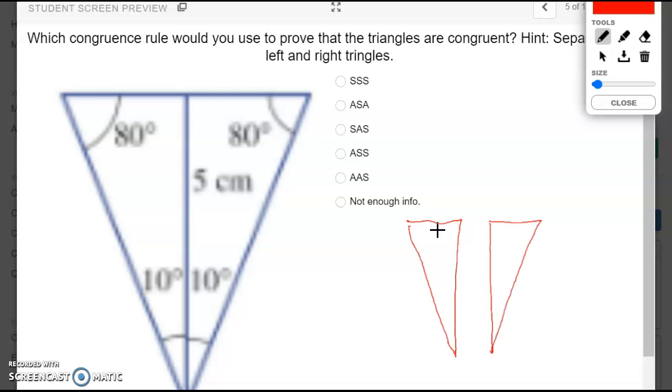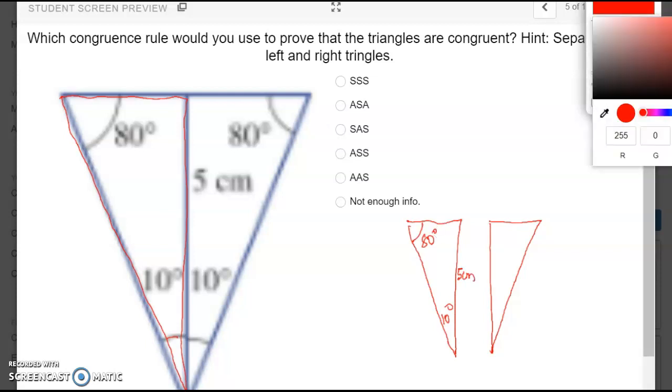Okay, so the left triangle will look like this, will be this one. Okay, what are the dimensions? I know that this is 80 degrees. Okay, and this angle is 10 degrees. What about this length? This length is 5 centimeters. So we know that this is 5 centimeters.